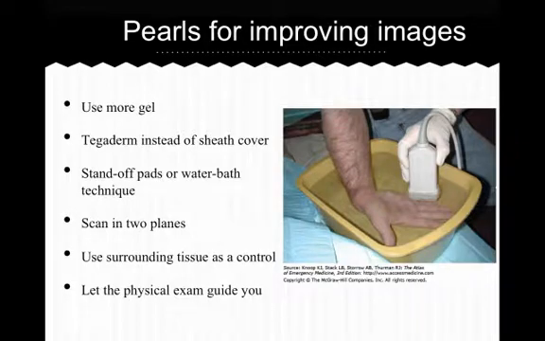To better localize an area of interest, be sure to scan in two different planes. Both the transverse and longitudinal view together will really help you to identify the area of interest. Also, to ensure that the image that you have obtained is a real fracture rather than artifact, it's helpful to look at some of the surrounding tissue as a control of sorts. And you can do this either by looking proximally or distally to the injured area, or alternatively by just looking at the uninjured limb on the opposite side of the body.